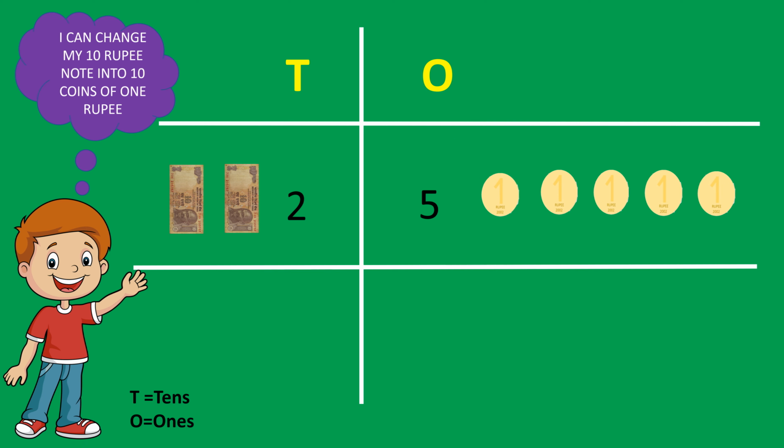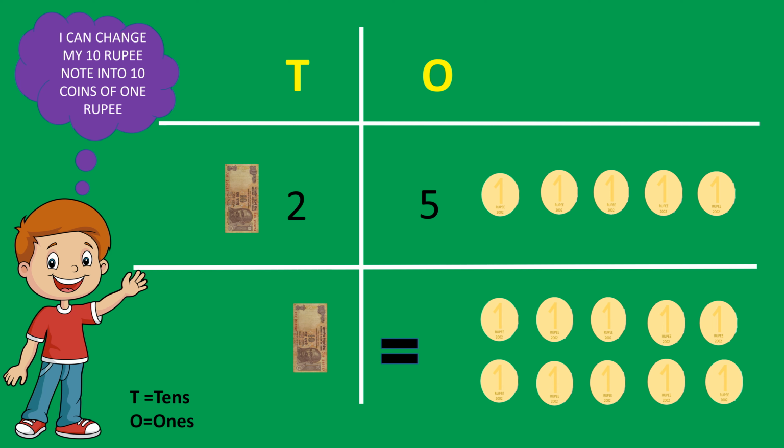Rahul noticed that if he takes 1 10 rupee note out of the 2 10 rupee notes he has and converts it into 10 coins of 1 rupee, then he has a total of 15 coins of 1 rupee. Now Rahul has 1 10 rupee note and 15 coins of 1 rupee.